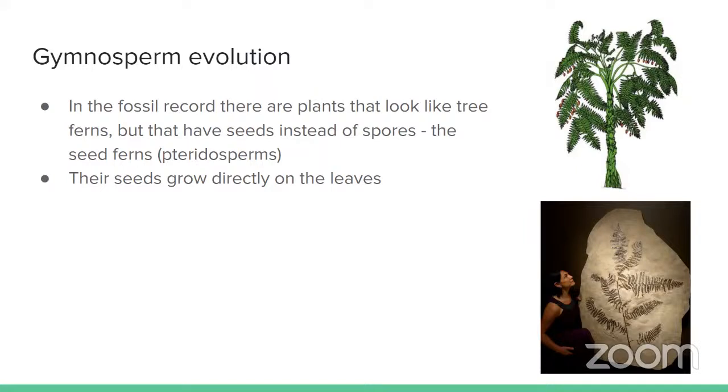They don't exist anymore, but we can see that they're actually quite large sometimes when we find them. And here's a reconstruction of what this might have looked like when it was alive. So you can see the little brown seeds growing directly off those leaves, kind of in the position where we see the sporangia in some of our ferns.